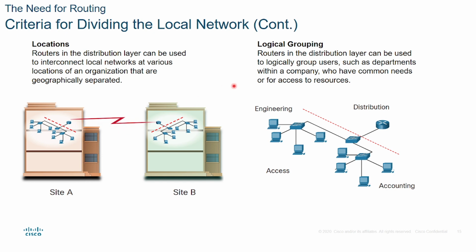Another way is logical grouping. Routers in the distribution layer can be used to logically group users, such as departments within a company who have common needs or access to resources. Now, let's say in a building we have different floors. We can separate the first floor, second floor, third floor with routers, so that everybody on the first floor will have access to the same resources. Probably you're grouping them by levels. So people with level one will have only level one privileges, people with level two will have only level two privileges, and so on.